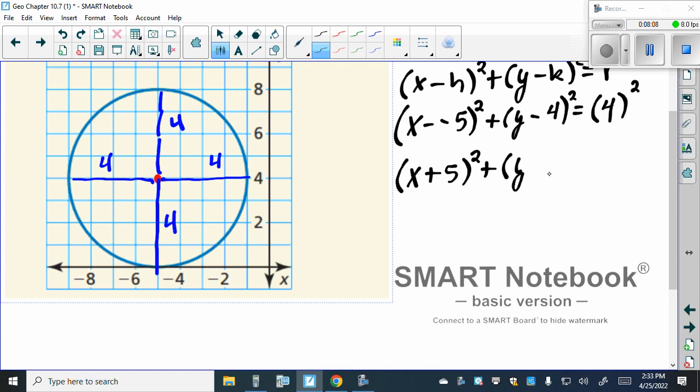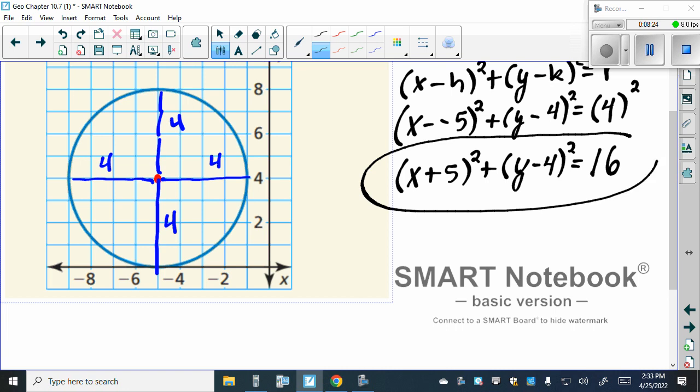Well, this will stay (y - 4)², because we don't have a double negative, and y and 4 aren't like terms. And lastly, 4 squared is 16, and that's the answer. Because once we get the center and the radius, we plug it into the formula and we're done. Any questions on this here?